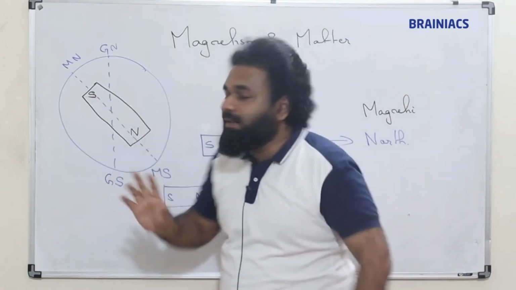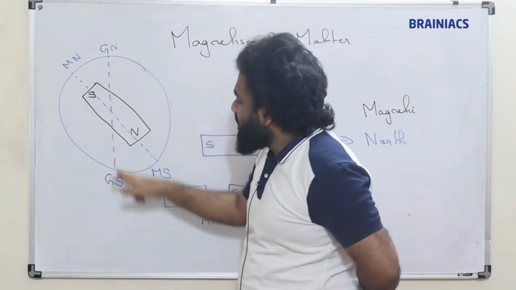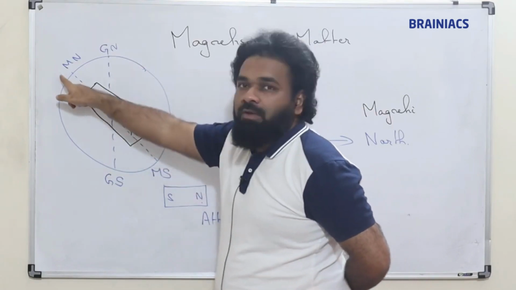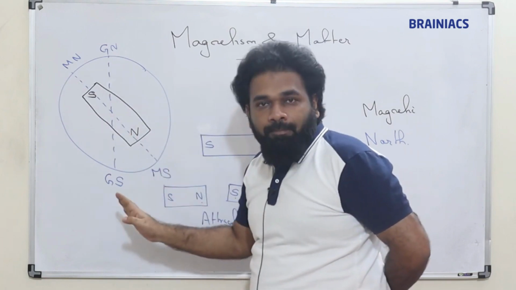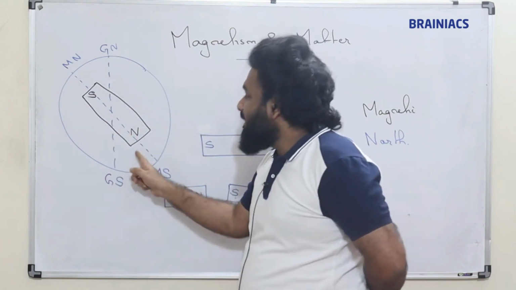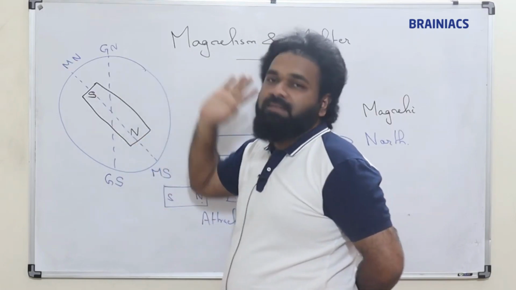Now just understand one thing. This is geographic north, this is geographic south, this is magnetic north, this is magnetic south. This is just the naming. Property wise, actually this side is north pole and this side is south pole.